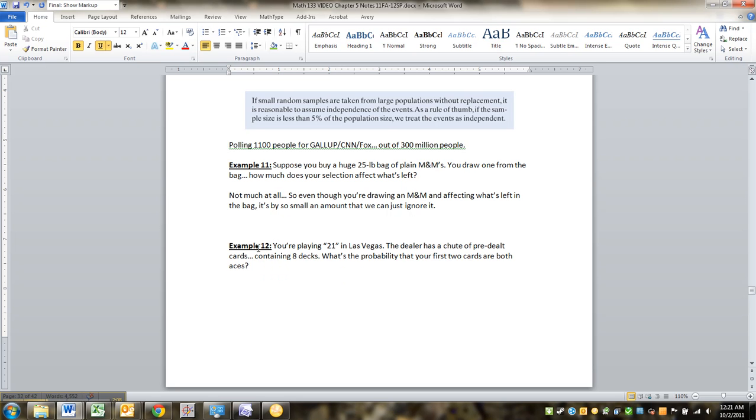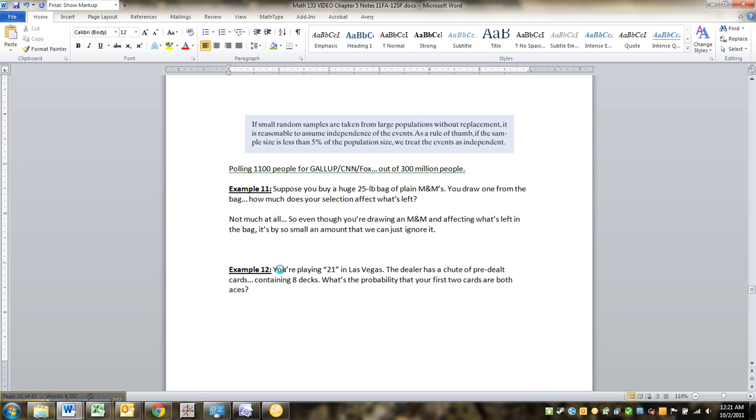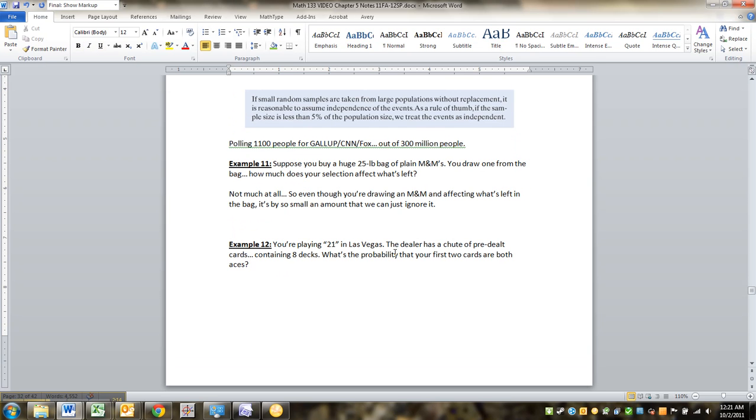So suppose you go to Vegas. By the way, this is not how they do the tournament poker, but if you're just playing at a regular table in Vegas and the dealer has a chute containing 8 decks of cards. 8 decks, that's a lot of cards. What's the probability that your first 2 cards are both aces? Because there are 8 decks, you getting 1 card is not really affecting greatly what's left in there. I know it's kind of crazy, but true.